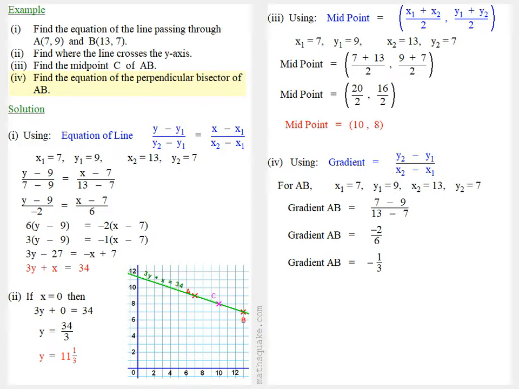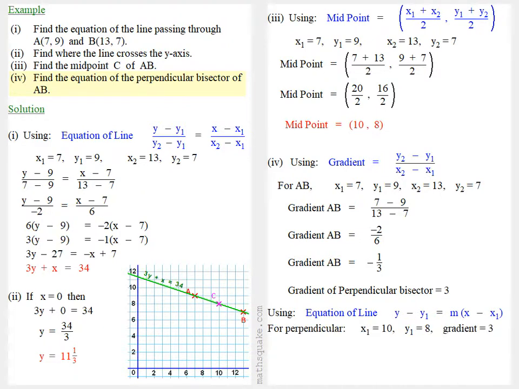So the gradient of the perpendicular bisector is 3, and it passes through the point (10, 8). So using the equation of the line y minus y1 equals m into (x minus x1), for the perpendicular we have y minus 8 equals 3 into (x minus 10). Expanding the brackets, y minus 8 is 3x minus 30, and adding 8 to both sides, we get the perpendicular bisector is y equals 3x minus 22. We can also draw this line on our diagram.